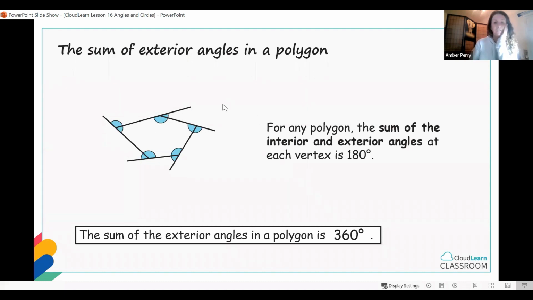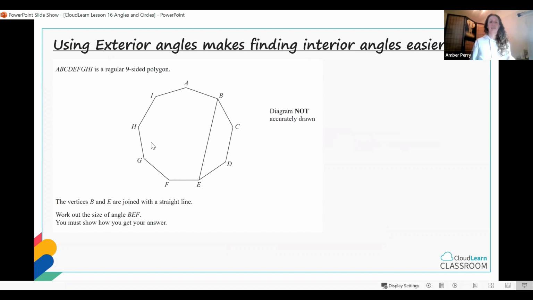So all that work we did last time on finding the sum of the interior angles and then using it to find individual angles, that is really useful. You have to know that because if you have an irregular polygon, that's the only method. So you do have to know that. But when it comes to having a regular polygon, like here, we've got a regular 9-sided polygon, actually using the exterior angles makes finding the interior angles much easier. It's much quicker to find the exterior angle first.